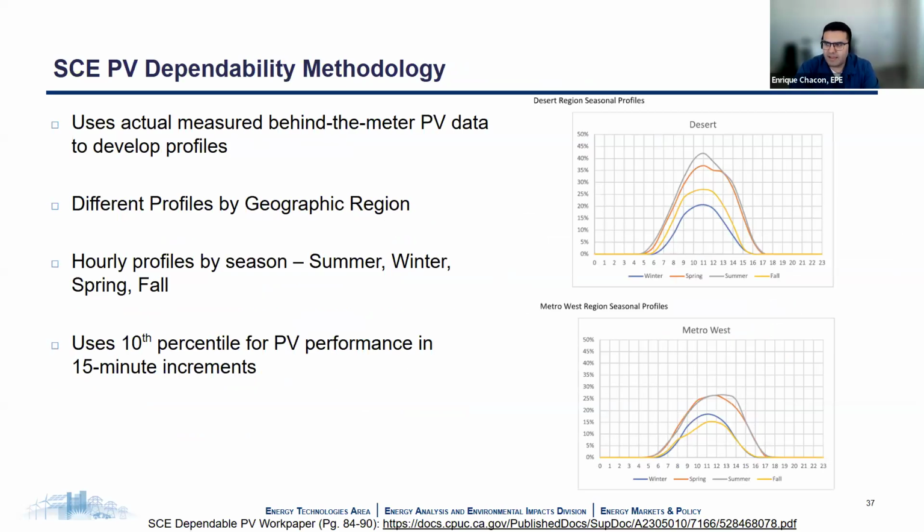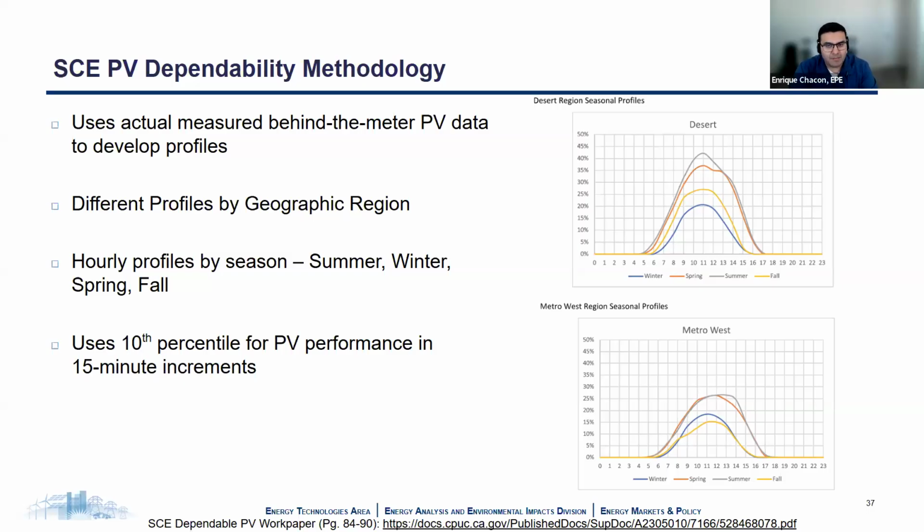Okay, now let's highlight here the SCE PV dependability methodology. This methodology was developed by using actual behind-the-meter PV data. At the SCE utility, there are different profiles depending on the geographic region. The profiles are also broken down by the seasons: summer, winter, spring, and fall. And the accepted statistical percentile here is going to be the 10th percentile. So not crazy, not something higher than that, but 10%.